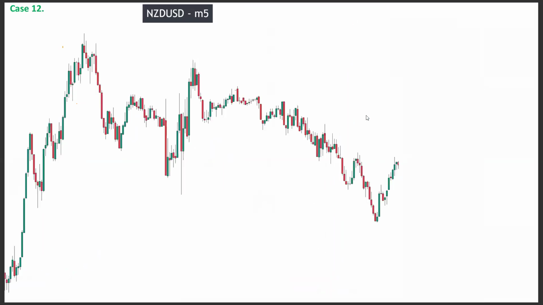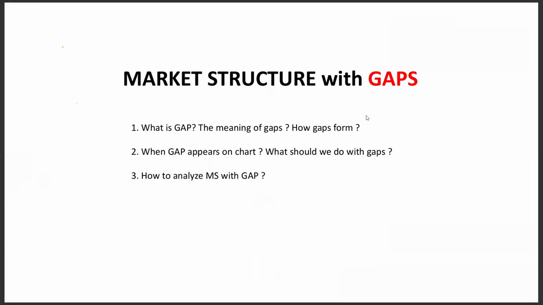And let's go over to markets. Let's go back to market structure with gaps, because most times when you're trading, you see there are gaps in your market. So I'll explain what a gap is, what the meaning of a gap is, how gaps form, when gaps appear on the chart, what you should do with your gap, and how to analyze market structure with gaps.